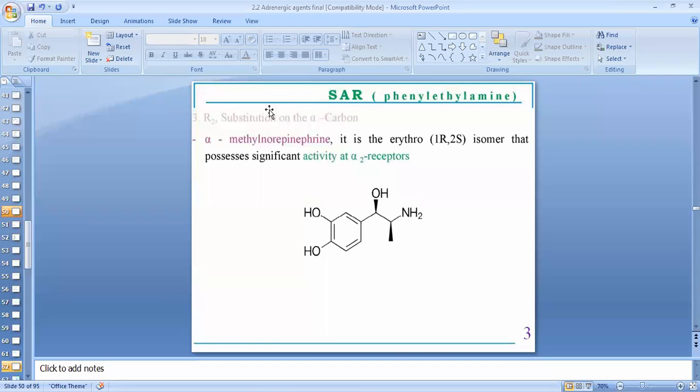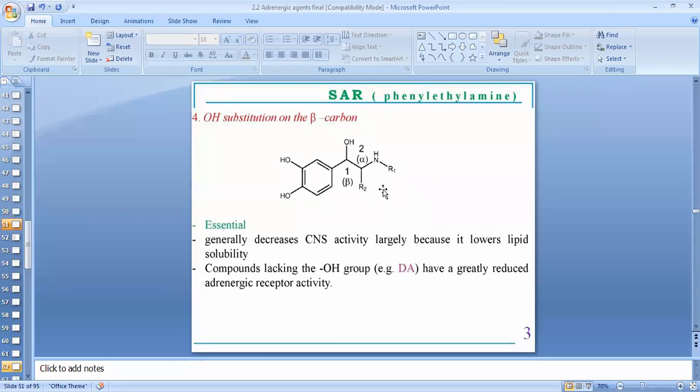Then alpha substitution on the alpha carbon. With alpha substitution on the alpha carbon, the 1R,2S isomer possesses significant activity on the alpha 2 receptor. In this type of substitution, we substitute a CH3 group here and keep the hydroxyl group as it is, so it is going to give selective activity towards the alpha 2 receptor.